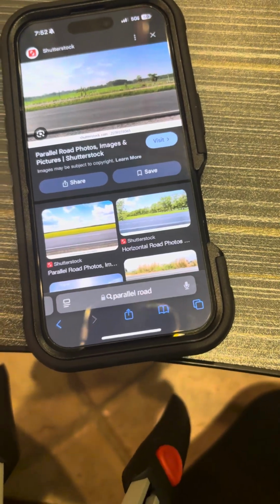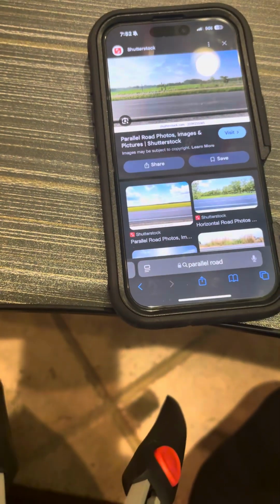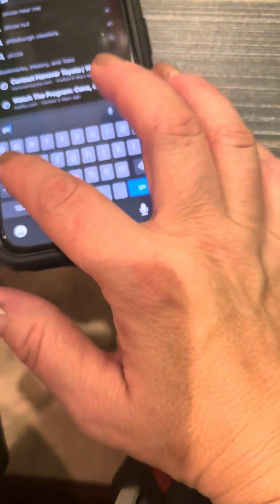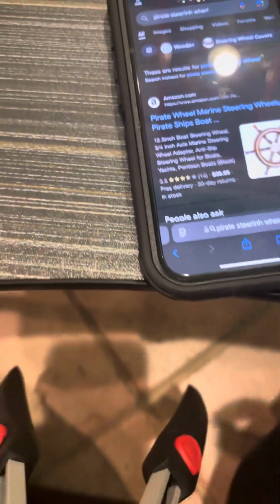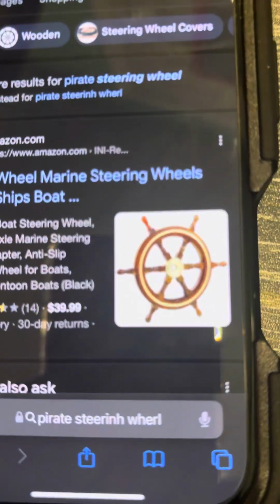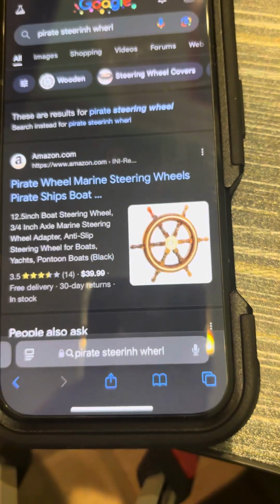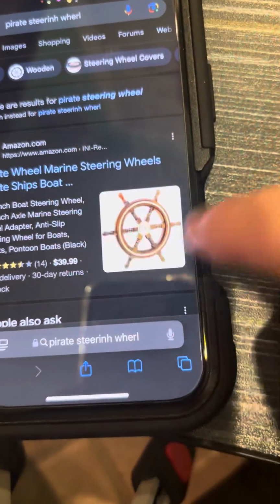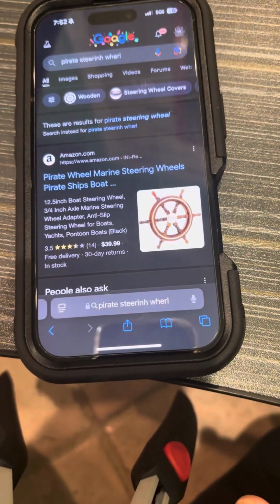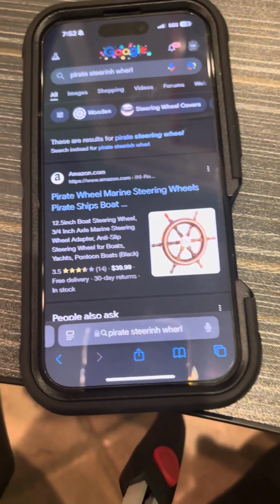Remember, that's parallel lines. We also have concentric circles, and I thought of a pirate ship steering wheel, because concentric circles are a set of circles that have the same center but different radii. So you think of a pirate ship's steering wheel. See how that's one big circle and then another little circle in between. They have the same center, but different radii.